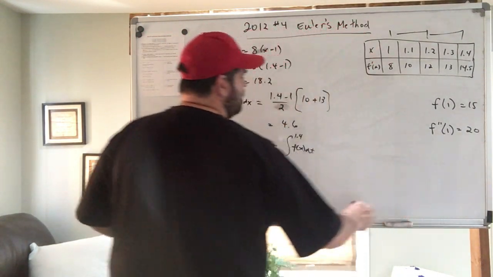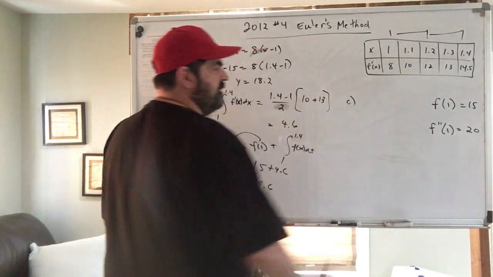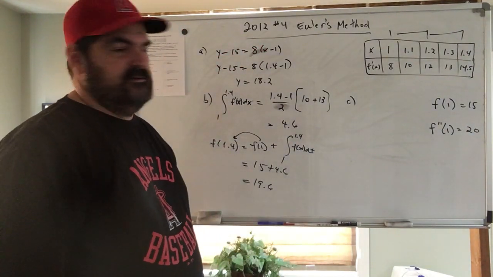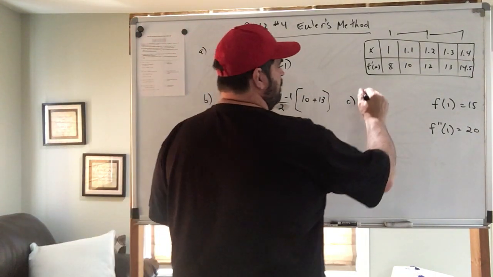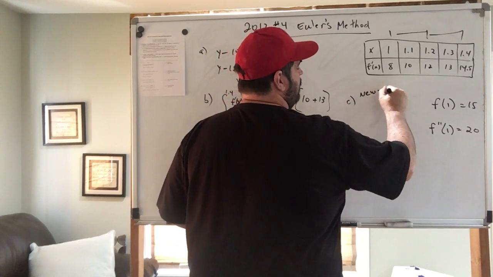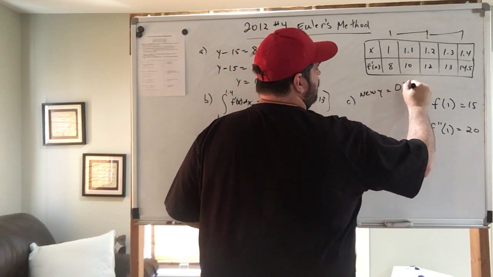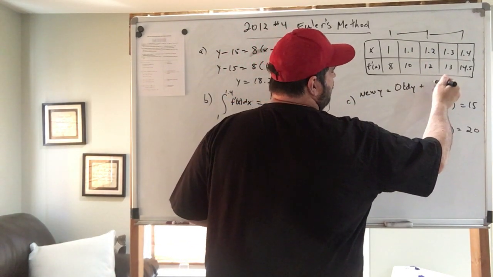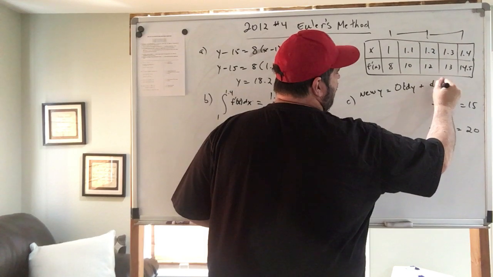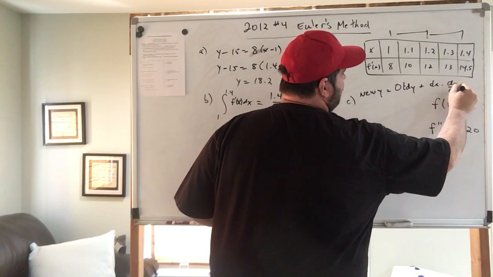I'm going to need that. So let's fit that in here. Euler's method. Now, do you guys remember Euler's method? I'll write it out one time here: our new y equals old y plus the step, the dx, times dy/dx.